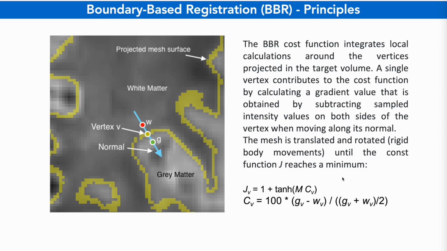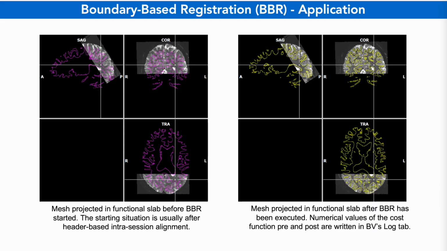And you basically stop when you find the minimum of this cost function. Here's an example of how this looks. You see the pink or violet lines here are displaced, at least vertically, I see it with my own eyes, maybe also rotated. And this initial alignment usually comes, if it's within session, from the DICOM header-based alignment, right?